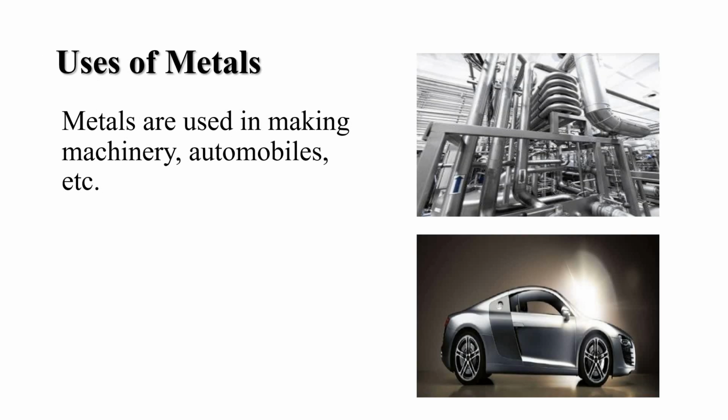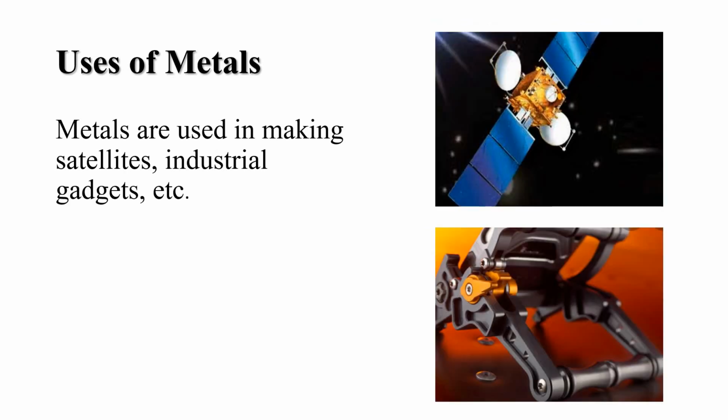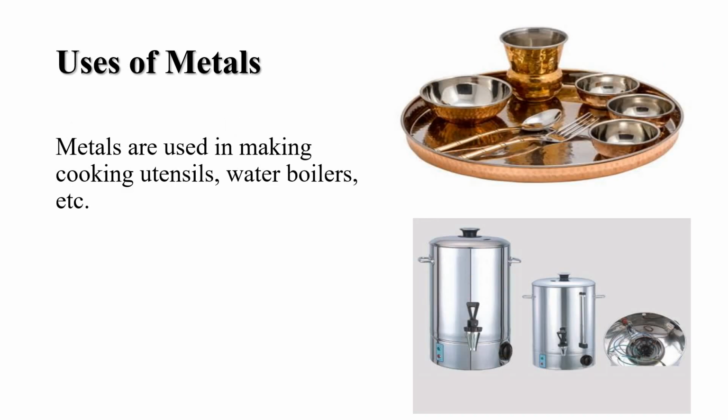Students, now let us understand the use of metals. As we know, metals are used in different industries for different purposes. Metals are used in making machinery and automobiles, etc. For this, we use iron, and some metals are used in making aeroplanes, trains, and some metals are used in making satellites, industrial gadgets, etc. And some metals are used in making cooking utensils and water bottles.